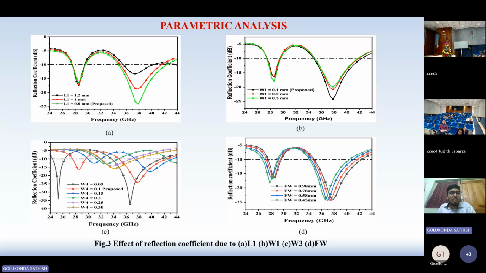In figure C, we can observe that as the outer circle width increases, the frequencies shift towards the right-hand side, where dual bands convert into single bands. We can observe this at 0.25 and 0.30. And lastly, in figure D, we can observe that as the feed width decreases, the resonating frequencies move towards the left-hand side.